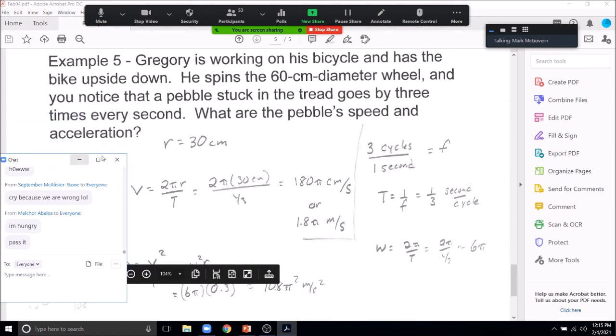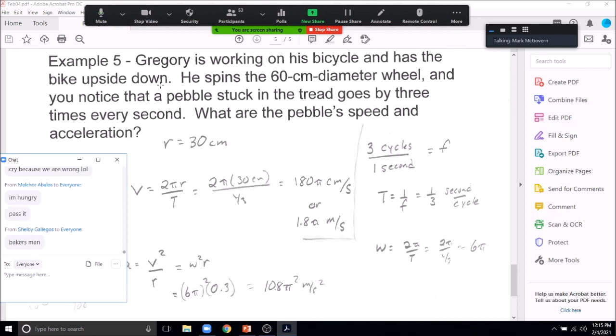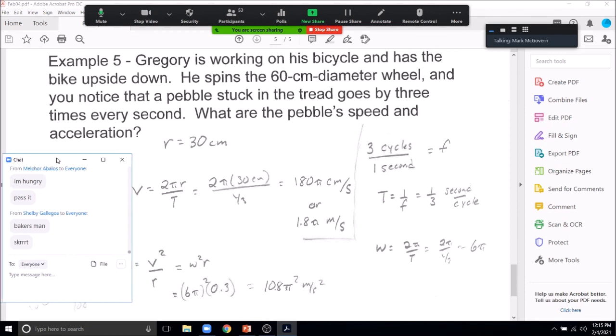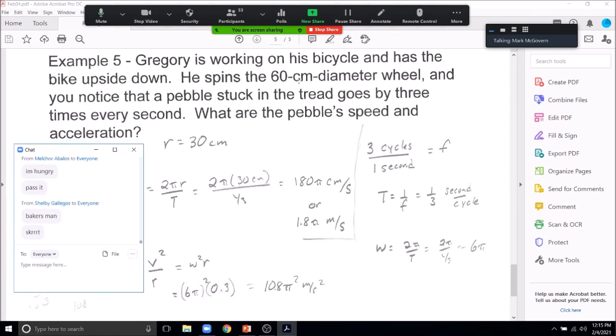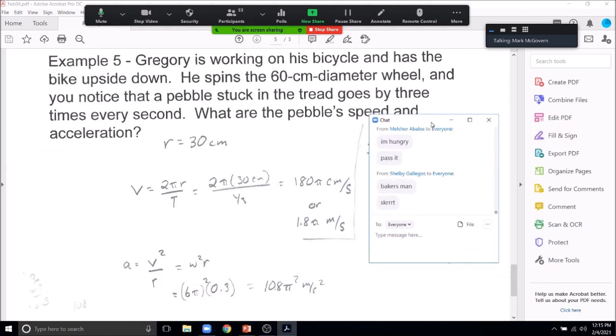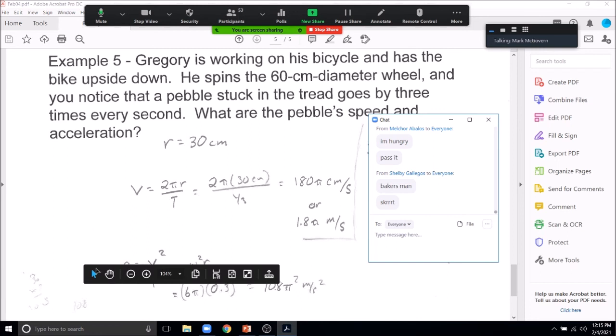Gregory is working on his bicycle. Has the bike upside down. I don't know why that matters. All right. He spins the 60 centimeter wheel. Now check this out: centimeter wheel. This is very common in circular motion problems. They just throw in centimeters all the time, and you have to make sure you convert that to meters. Or you can keep it in centimeters, I guess, in some circumstances. You kind of don't want to do that, though. Accelerations really have to be in meters per second squared.